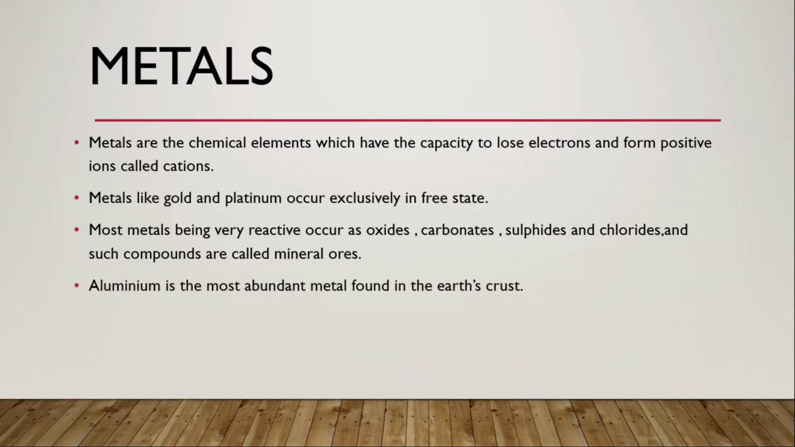Do you know that aluminium is the most abundant metal found in the Earth's crust, iron being the next, and sodium and magnesium are also found in seawater. So as I told you, there are 88 metals out of 118 elements in the periodic table.